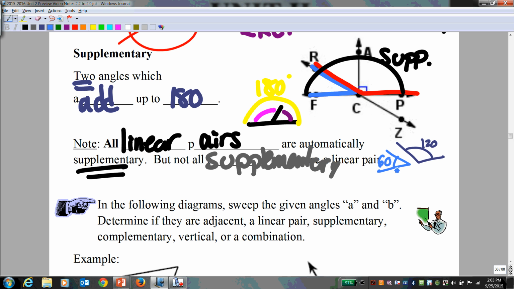So this dark blue and light blue angle, we would call them a pair of supplementary angles. I'm just going to abbreviate it sup, but they're not a linear pair because they don't share a spine, make a line.